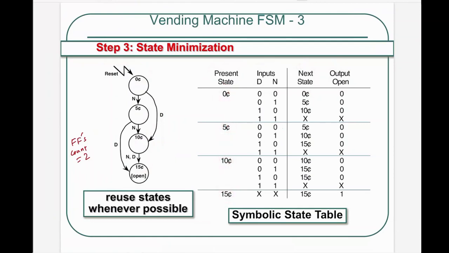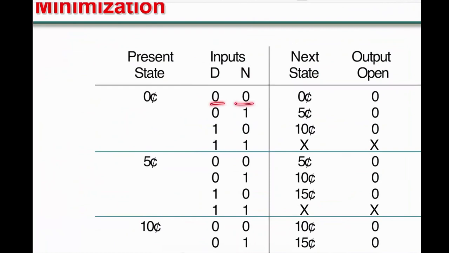And because I'm using 0 cents, 5 cents, 10 cents, and 15 cents, as opposed to zeros and ones, I'm calling it a symbolic state table or symbolic state transition table. From each present state, there are four of them, I could have the inputs as no nickel, no dime, what is your next state? No dime, but the user entered a nickel, where do you go?